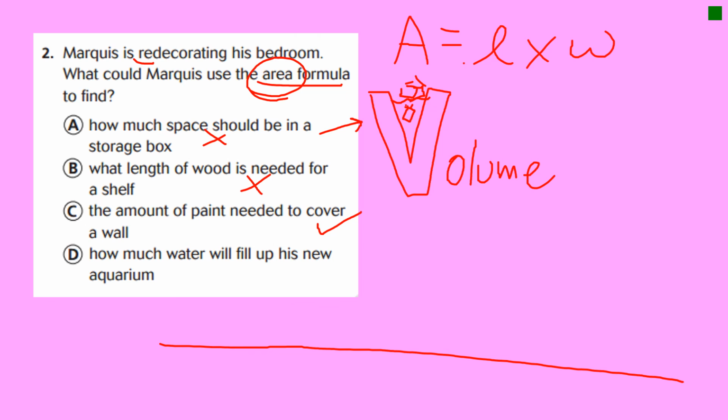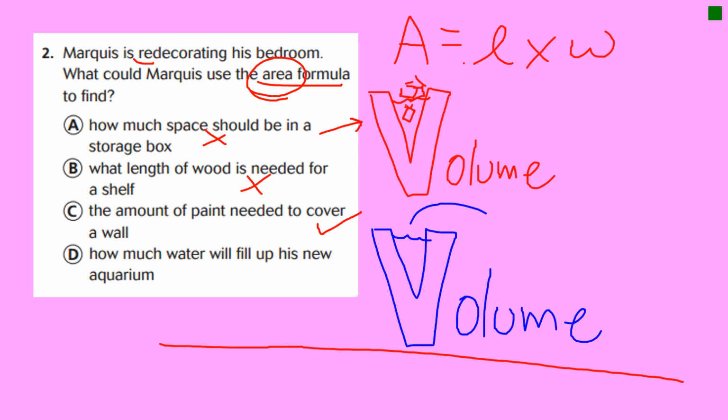How much water will fill up his new aquarium? Well, you know what that makes me think of again, filling things up, right? Especially with water. Volume. Let's fill up that volume V. So it's definitely not D either, is it? So the paint needed to cover the wall, right? So let's say I'm painting this slide right here. The whole thing is covered with paint. That is something you definitely need to know area for. Okay, awesome job, guys. Now we're on to the review question.